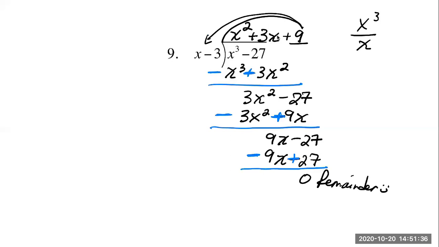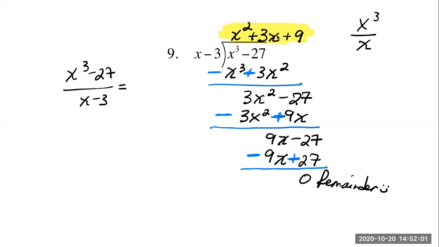Remainders of 0 are nice. So our answer is all of this up top. Our answer is x squared plus 3x plus 9. So dividing x cubed minus 27 by x minus 3 equals x squared plus 3x plus 9. And that would be our answer.